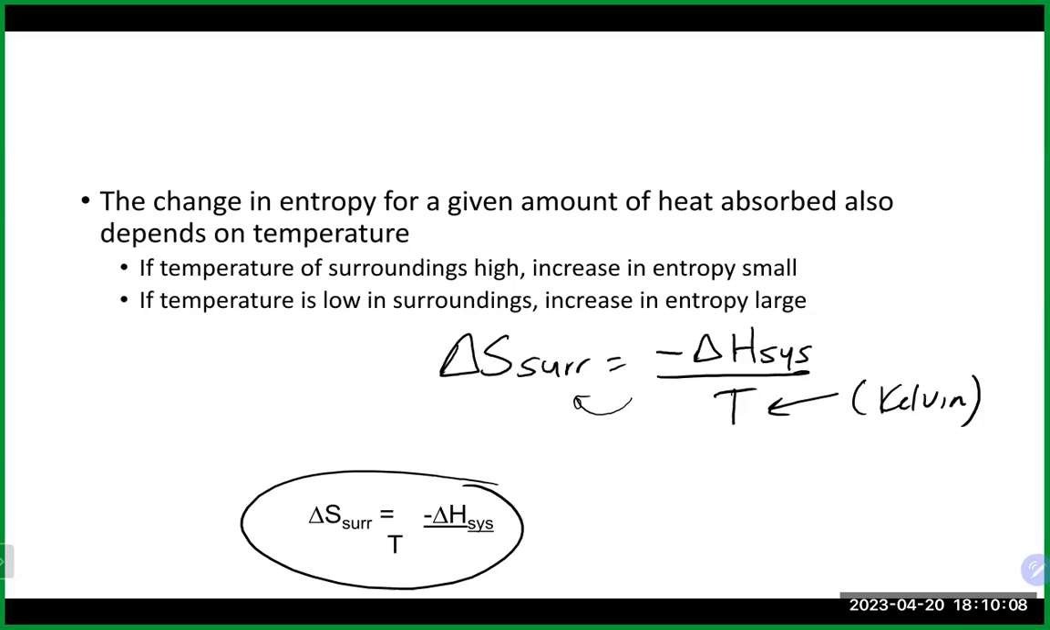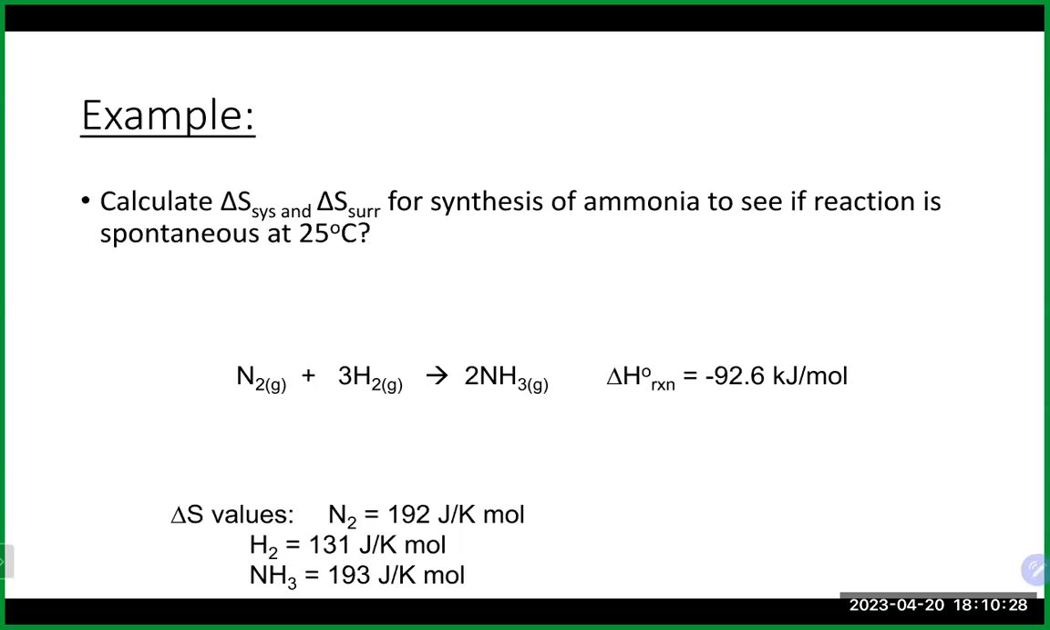A little bit later on in this chapter, we will see an equation that looks just like that without the negative. Sometimes people get those confused. So if you're doing delta S of surroundings, definitely make sure that negative is there, and try not to confuse it when we see that again later. So I'm going to try one here: calculate both the delta S of the system and delta S of the surroundings, and determine whether or not this reaction is spontaneous at 25 degrees Celsius, given the information that you see up here on the board.